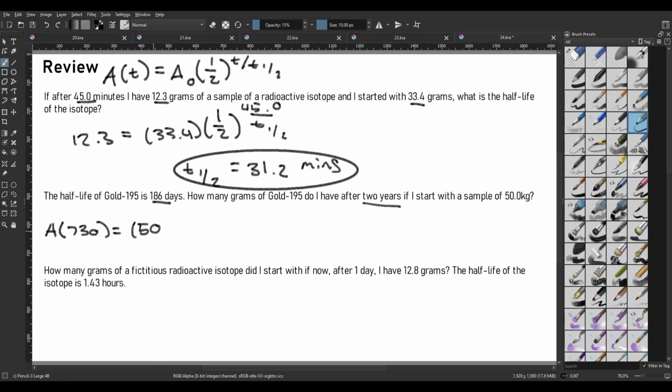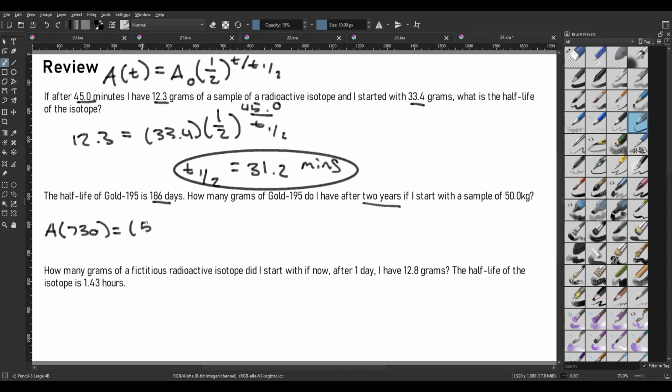Oh, we've got to do another conversion here. The SI unit for mass is grams, so we have to convert 50 kilograms to grams. If we go ahead and do that with a unit converter, 50.0 kilograms is going to be 5 times 10 to the 4th grams. 5 times 10 to the 4th is going to equal 50,000. That's a lot of grams.